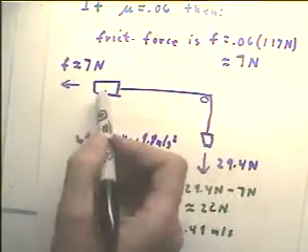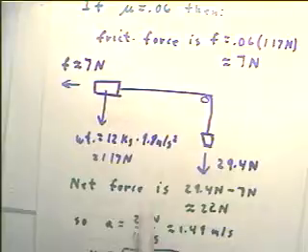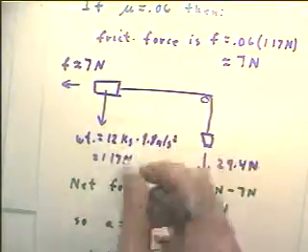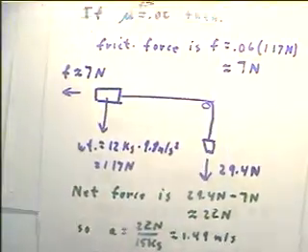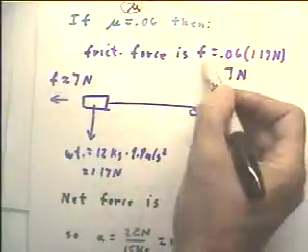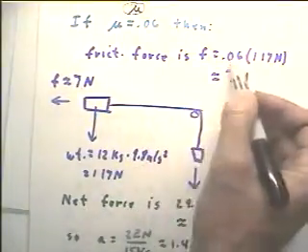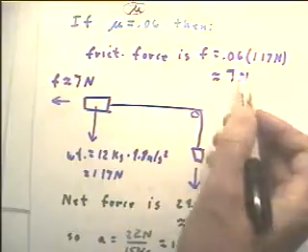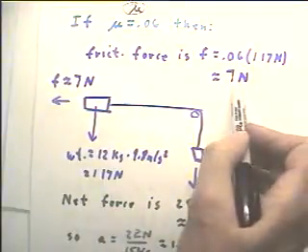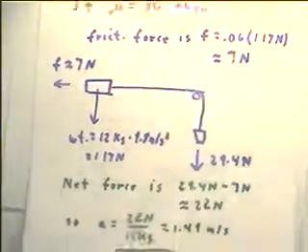So we see that the object on the table and the tabletop itself are being pressed together, if you will, with a force of 117 newtons by gravity. So the frictional force as this object slides across the tabletop has to be 0.06 of that pressing together force. And that turns out to be very close to 7 newtons. So we have a frictional force of about 7 newtons.